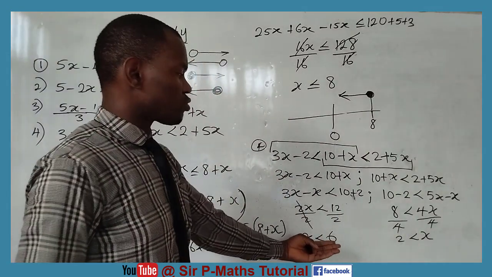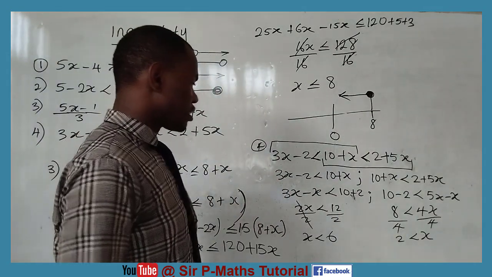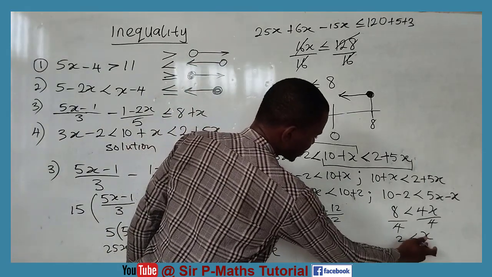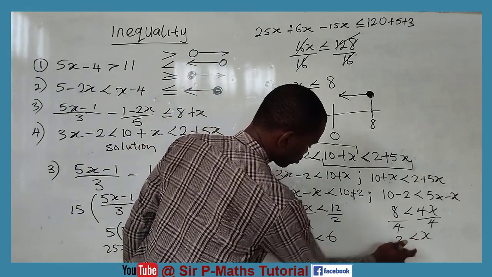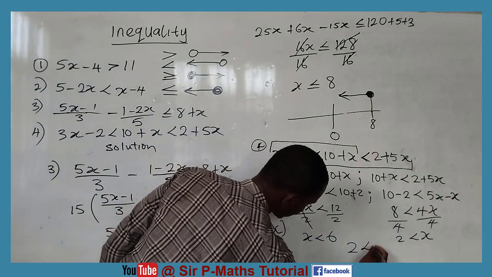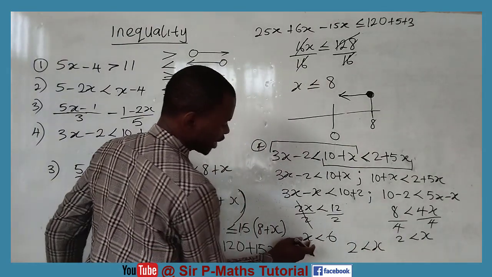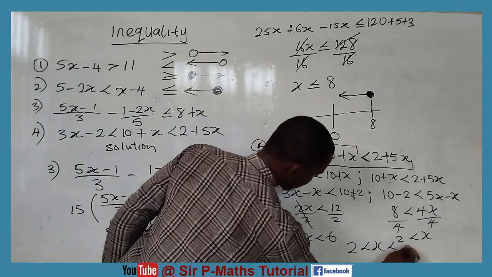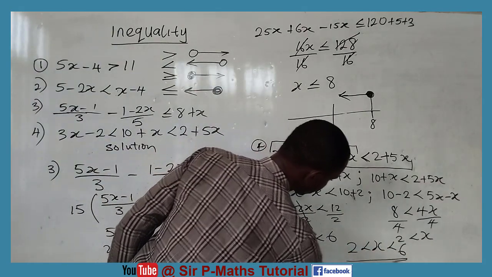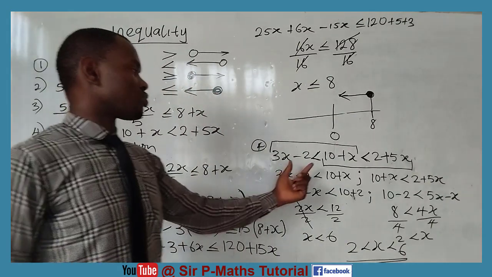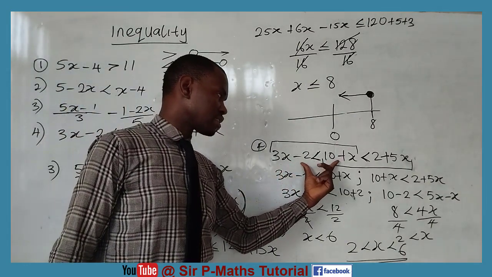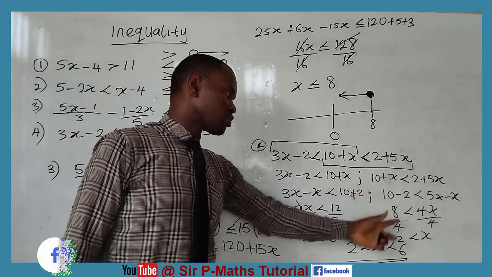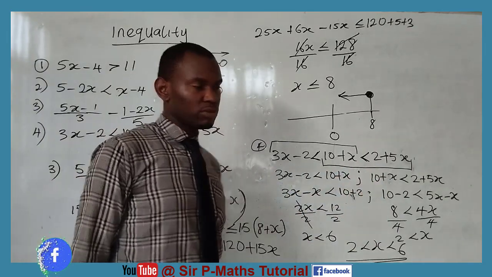The next thing we do is to bring the answers together. Let us interpret this. X is a number that is bigger than 2. So I can write it like this again. Then x is a number smaller than 6. This becomes our answer. So whenever you have such a case, take the middle with the first one, take the middle with the last one, solve separately, bring the answers together like this.